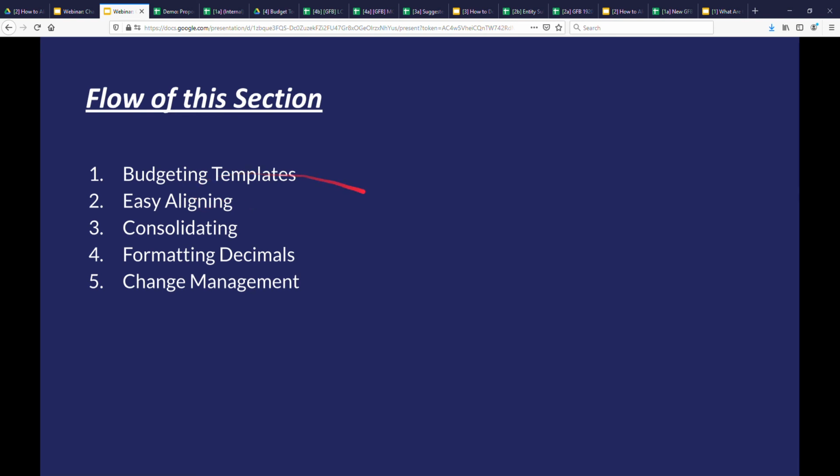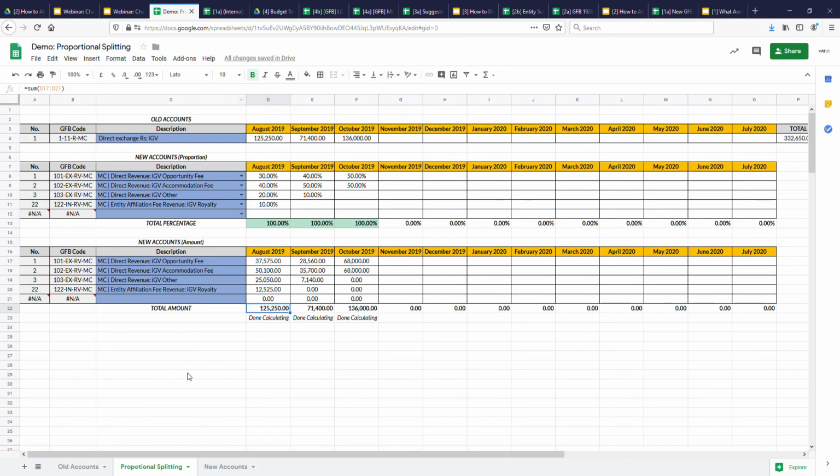So in terms of the flow of this session, I already talked to you about the budgeting templates, about aligning and consolidating and where to look, and about the change management, and then the formatting of decimals. This is one thing that you can easily do because a lot of entities have different issues with the decimals. So I'm going to explain to you how to do this, okay?